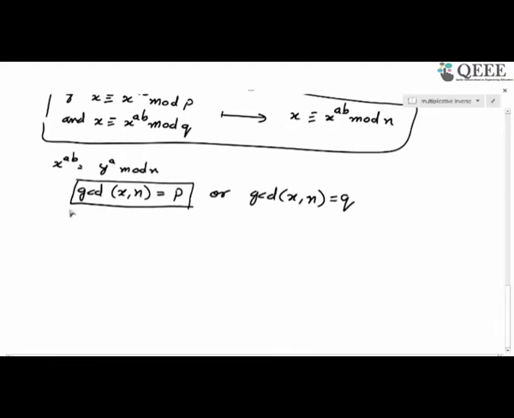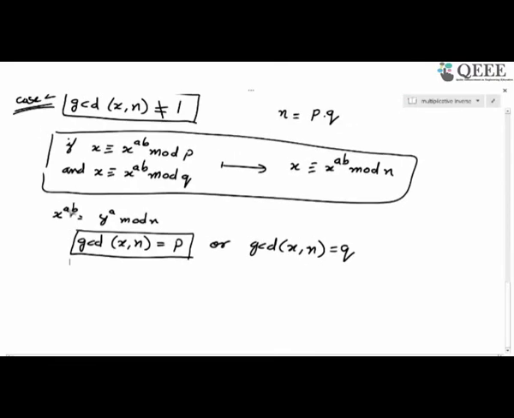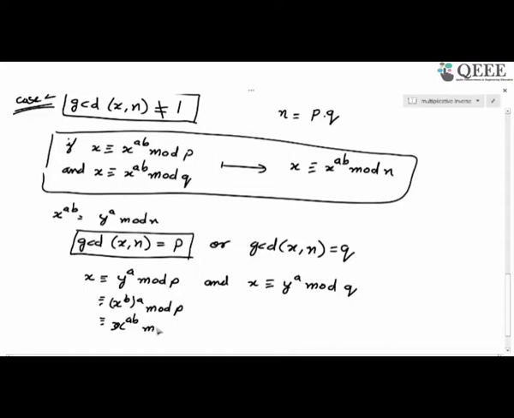And what we are going to now show is that if the GCD of x comma n is p, then x is congruent to y to the power of a mod p, and x is congruent to y to the power of a mod q. Now y to the power of a mod q is nothing but x to the power of ba mod p. This is congruent to x to the power of ab mod p.